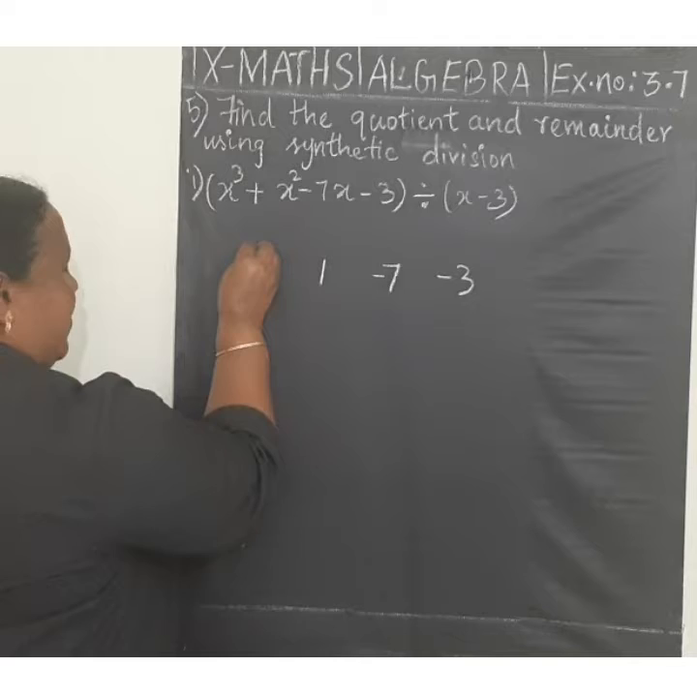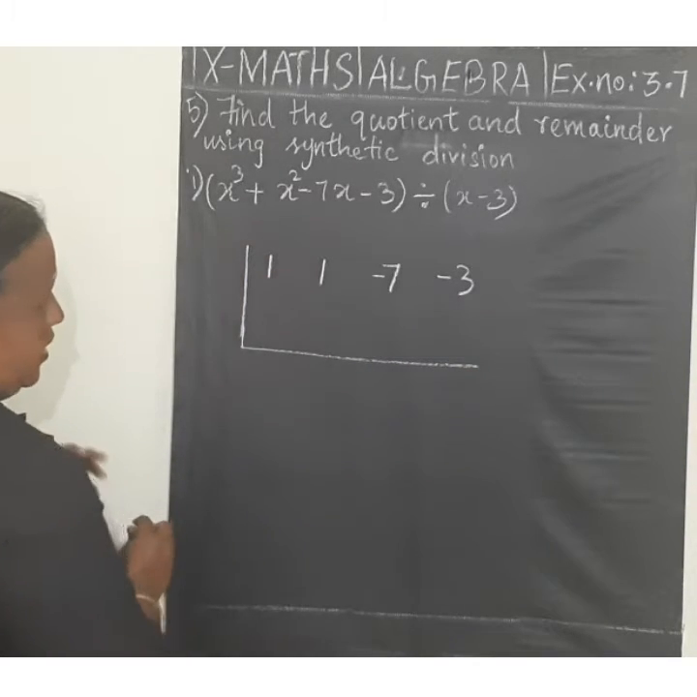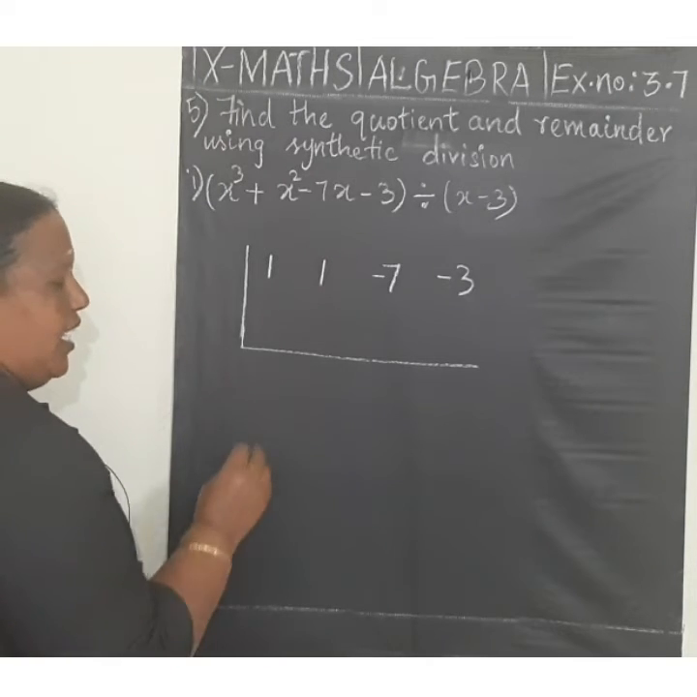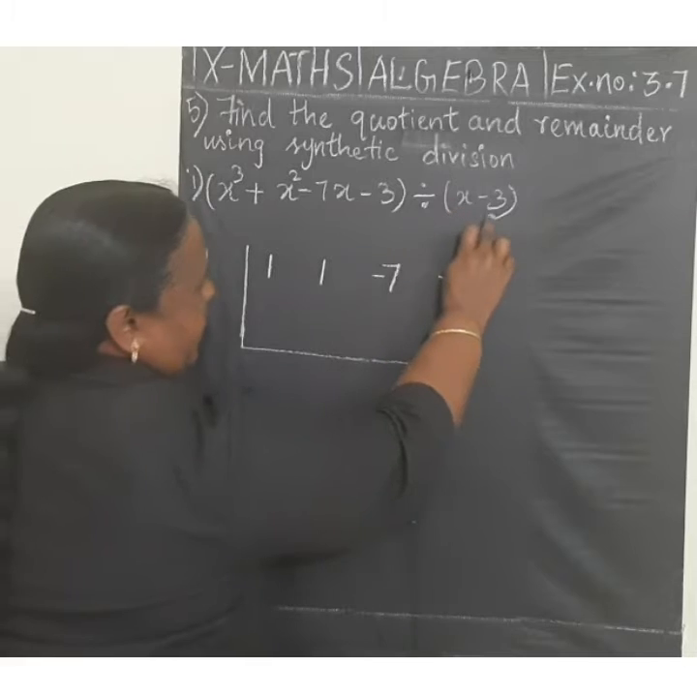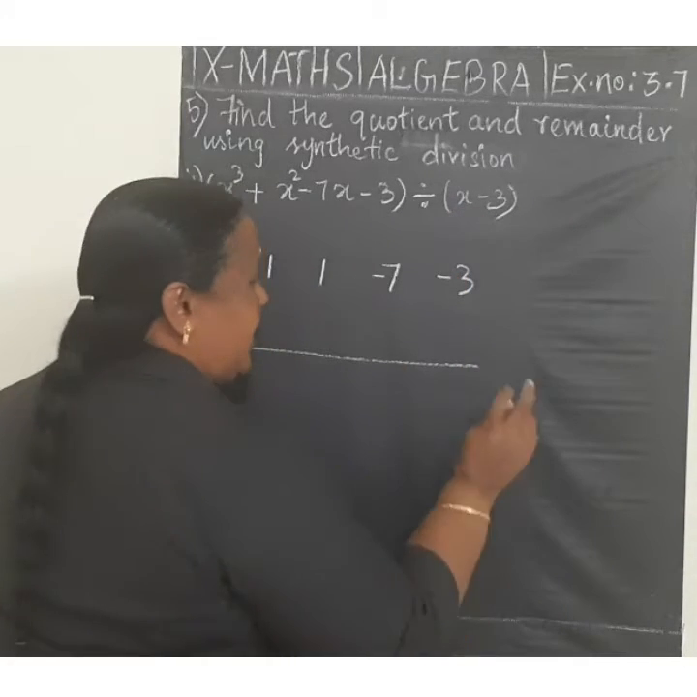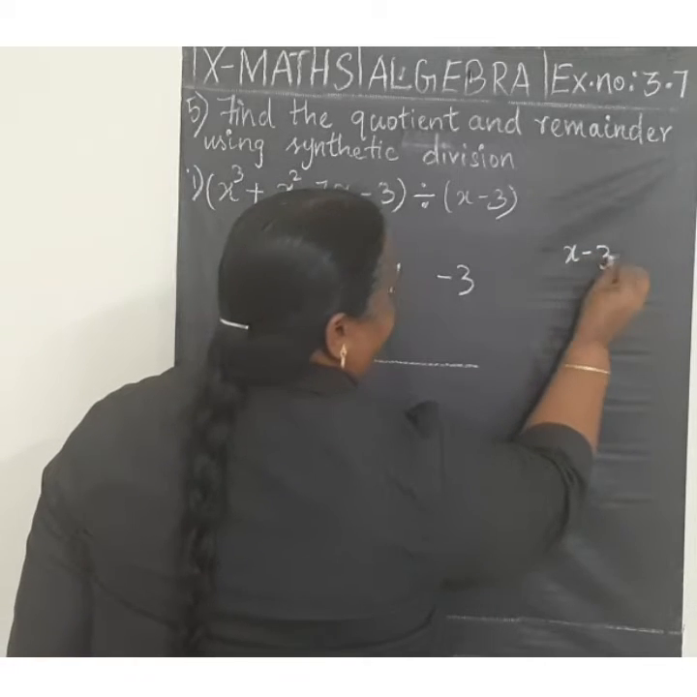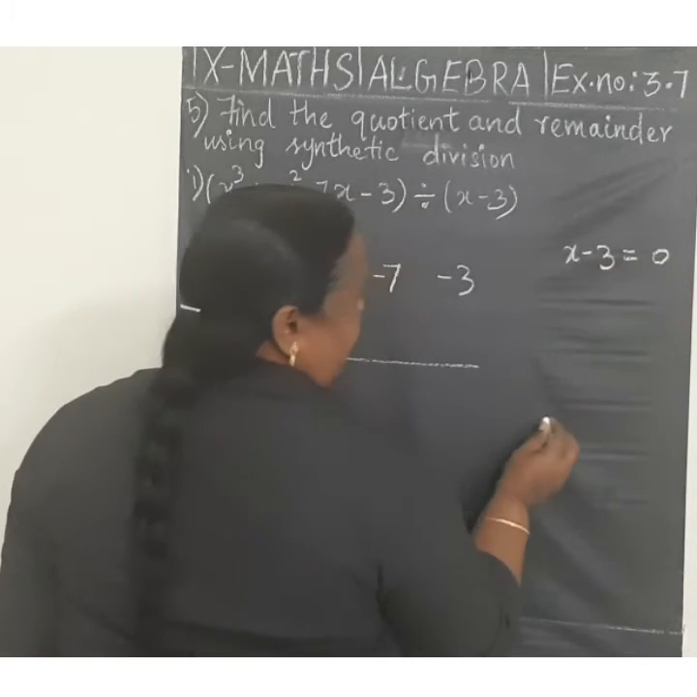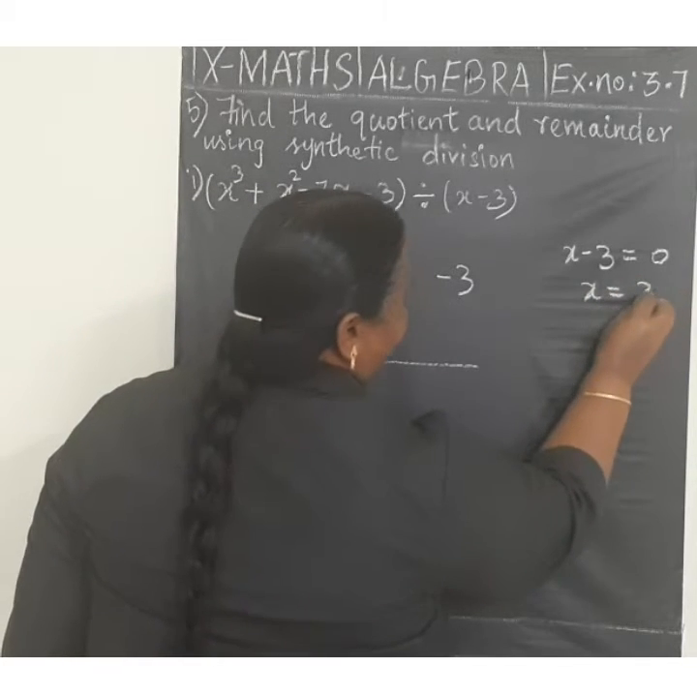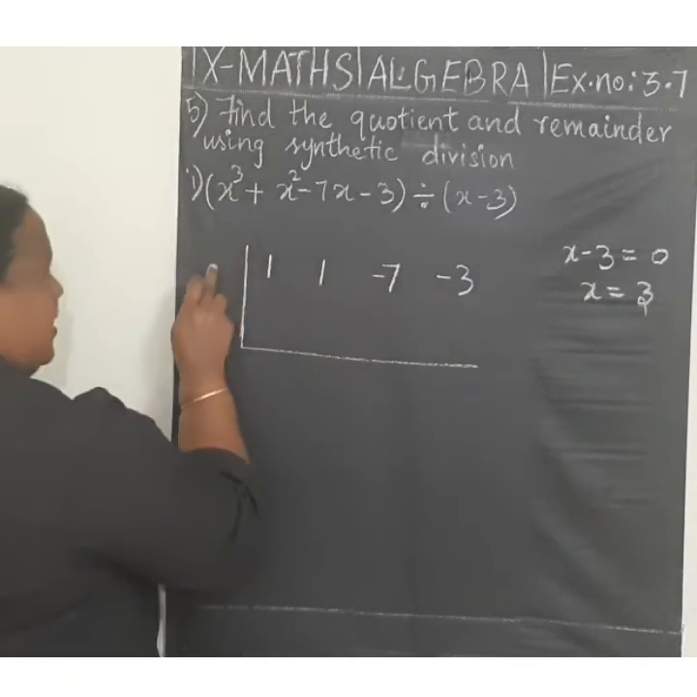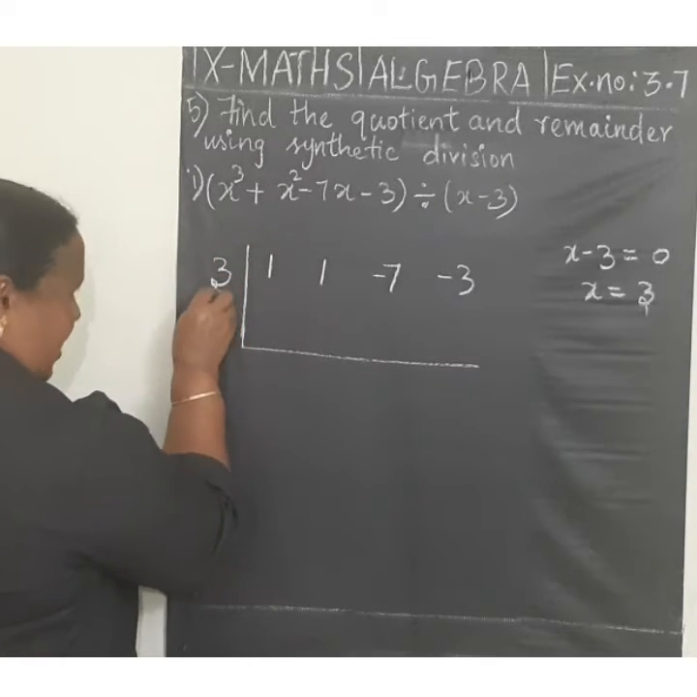Then we draw one vertical line, and then horizontally one line, an L-shaped line. Next, we have to see our divisor. What is the divisor they have given? x minus 3. We have to equate the divisor to 0, so x minus 3 is equal to 0. When we equate to 0, we get x is equal to 3. That 3 we write here, before the line.